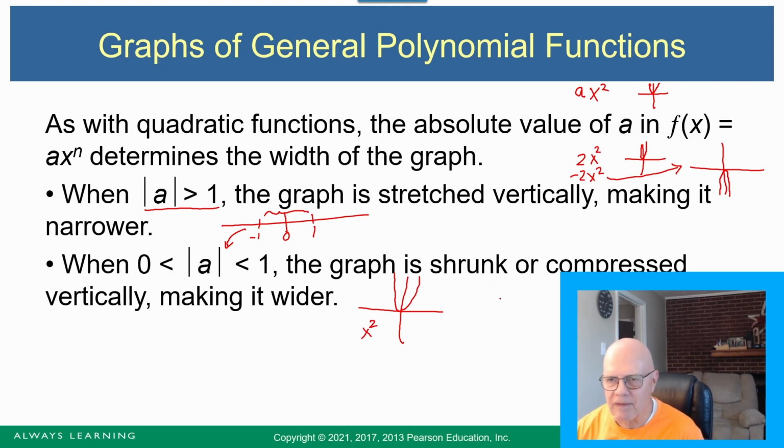Now let's pick something in between. We're going to do something very similar. So there's x squared. What happens if you have 1/2 x squared? Well, that says the graph is going to be shrunk or compressed, making it wider. So this one, if you compare the two, is going to be like that. And that's because the 1/2 makes the y values rise slower.